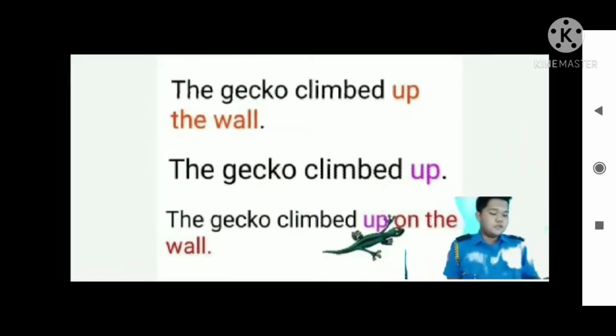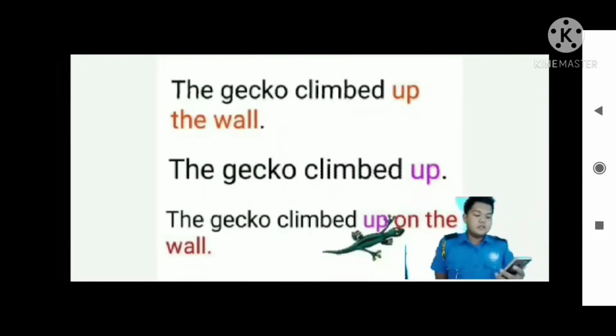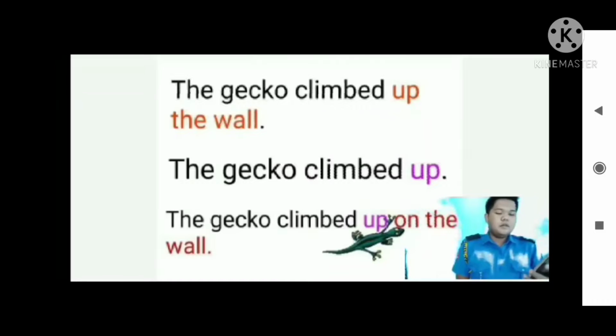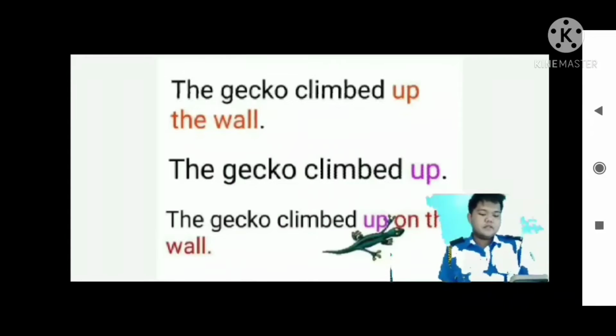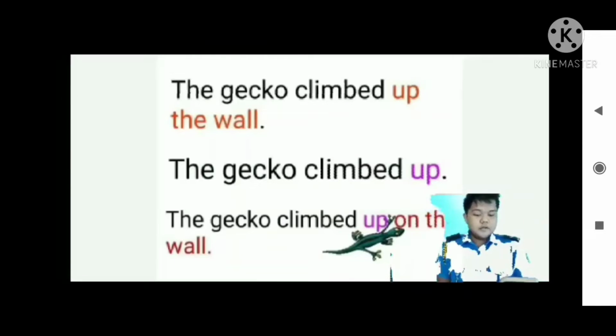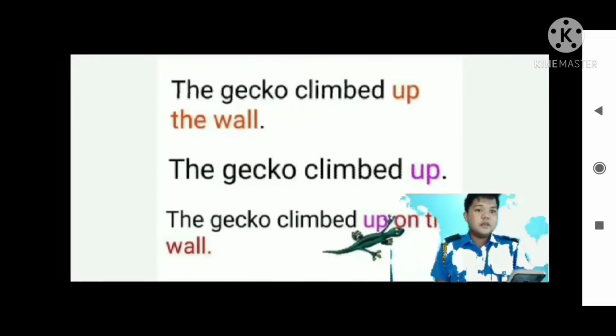Example of preposition: the gecko climbed up the wall. The gecko climbed up on the wall. This example can answer when, where, and why. According to the reporter a while ago, the prepositional phrases can answer these questions. And yes, it tells where the gecko climbed, how the gecko climbed, and also when the gecko climbed.